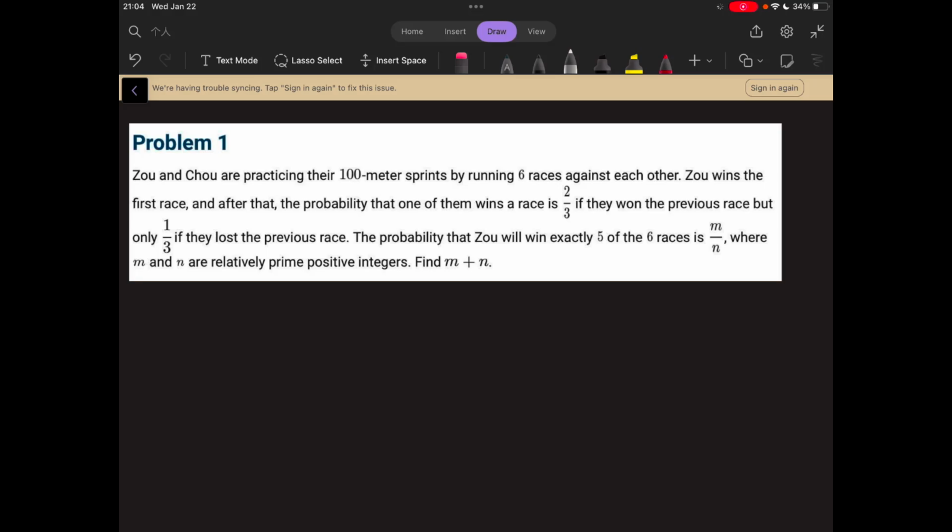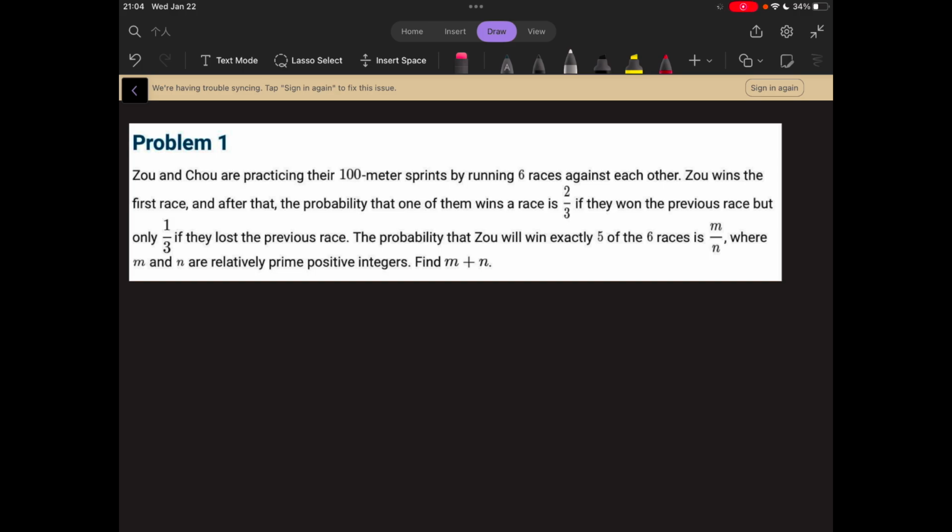So today we're gonna be going over 2021 AIME 1. Start with problem 1. Z and C are practicing their 100-meter sprints by running 6 races against each other. Z wins the first race, and after that, the probability that one of them wins a race is 2 over 3 if they won the previous race, but only 1 over 3 if they lost the previous race. The probability that Z will win exactly 5 out of 6 races is what we want.